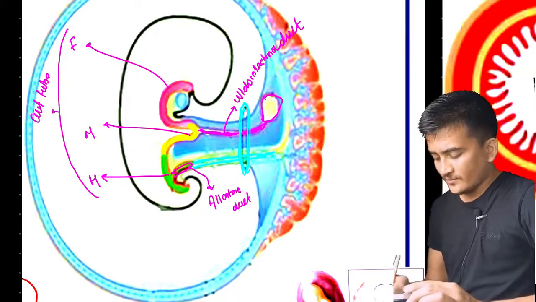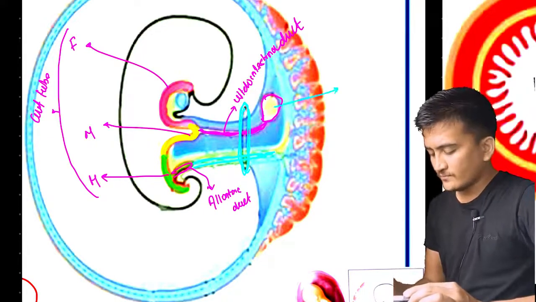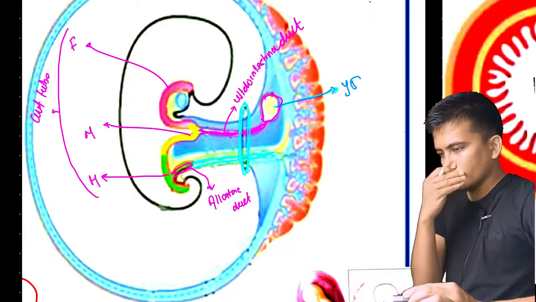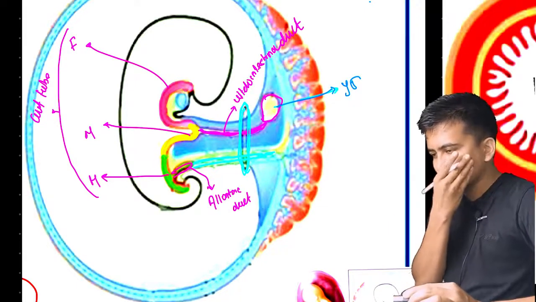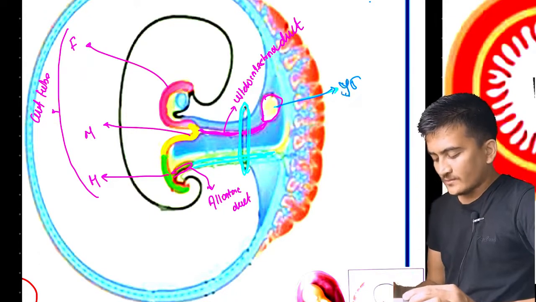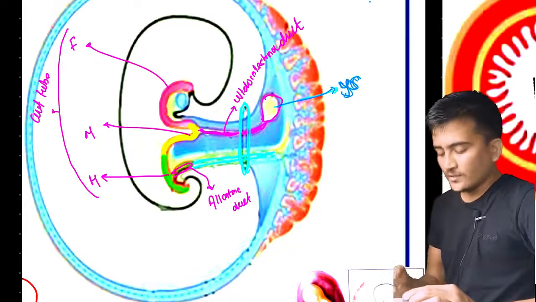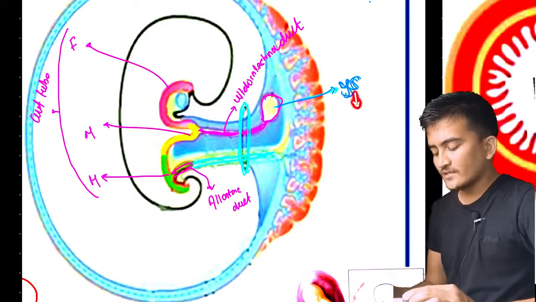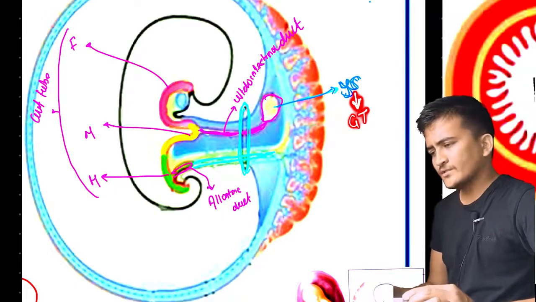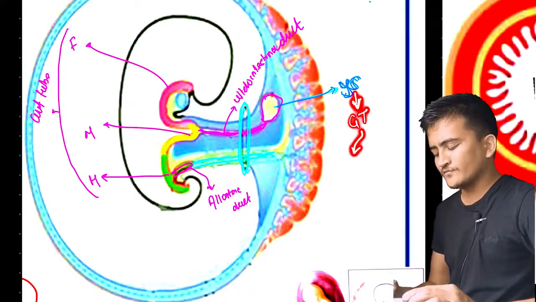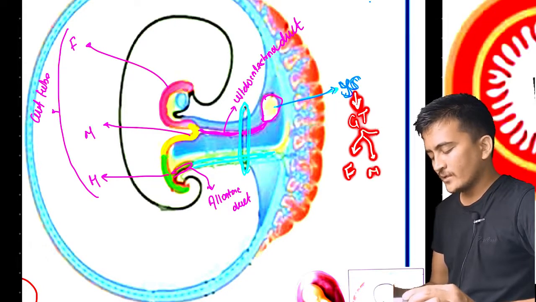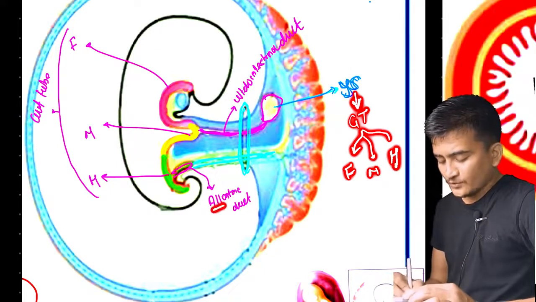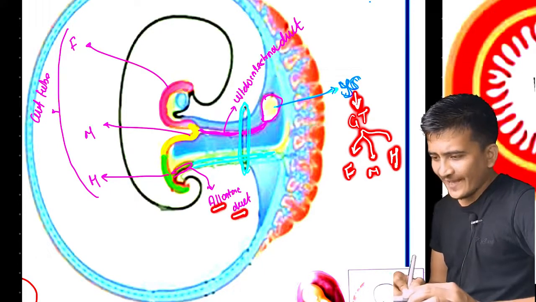So here I already mentioned, this is our yolk sac. This yolk sac is the reason for the formation of our gut tube; the yolk sac is incorporated to form the gut tube, and the gut tube differentiates into foregut, midgut, and hindgut, right? So here we were talking about the allantoic duct.